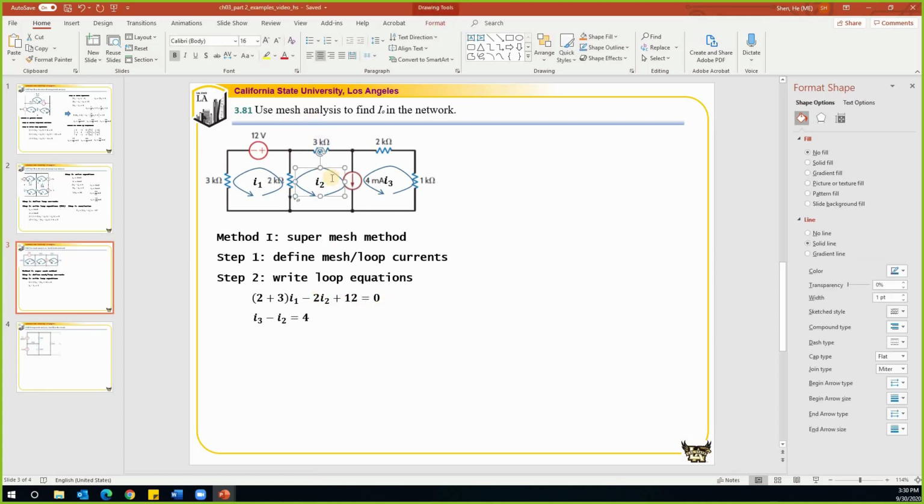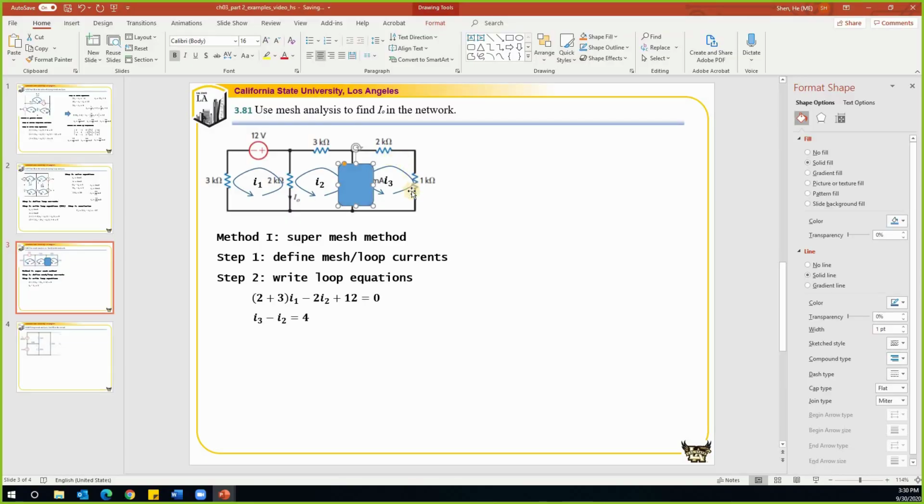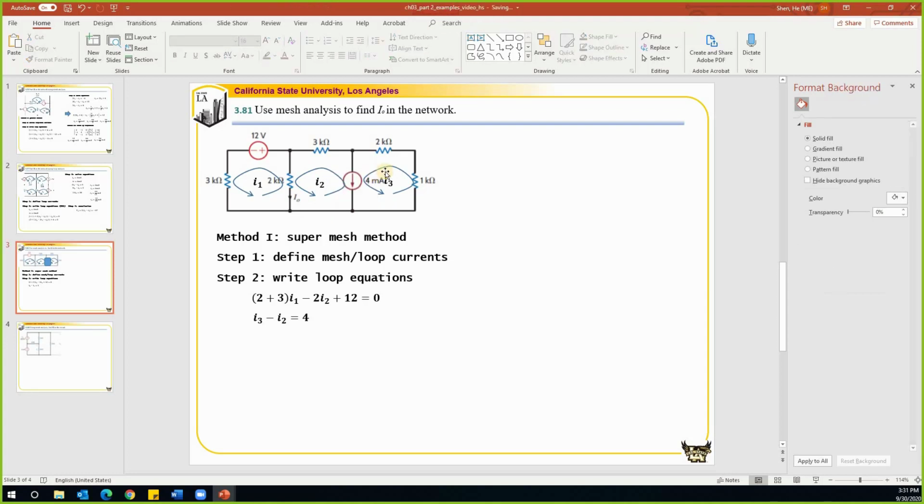In that case, we need to define a supermesh. How do we get this supermesh? The way to get the supermesh is to assume that this current source is not there. Say, assume that this doesn't exist. Then we'll be able to see another mesh. This is one mesh now in that case.